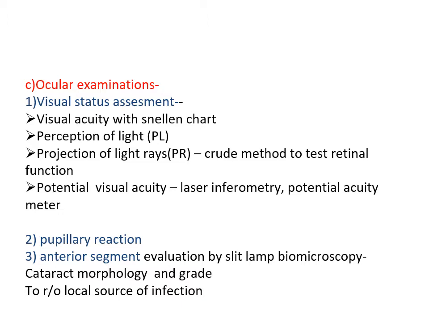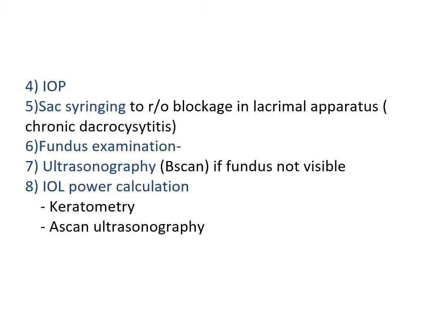Then anterior segment evaluation by slit lamp biomicroscope. It should be done to know the exact cataract morphology and grade of cataract. Also to look for any local source of infection like conjunctivitis, blepharitis or dacryocystitis. Then intraocular pressure measurement should be done to rule out glaucoma. If it is high, we should start anti-glaucoma treatment and then go for the surgery.